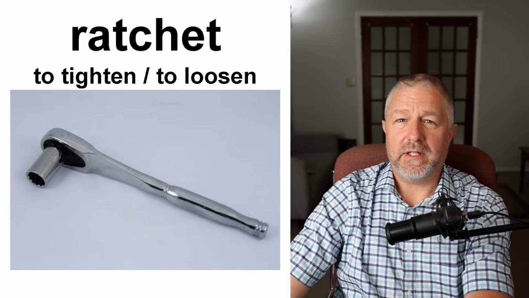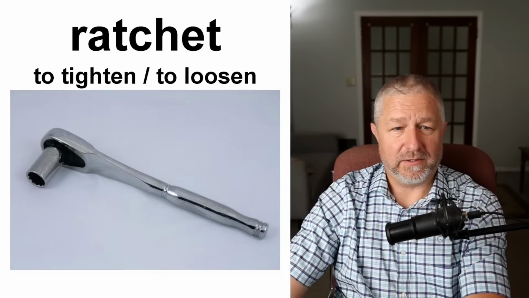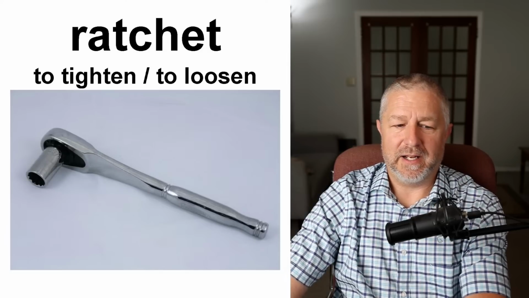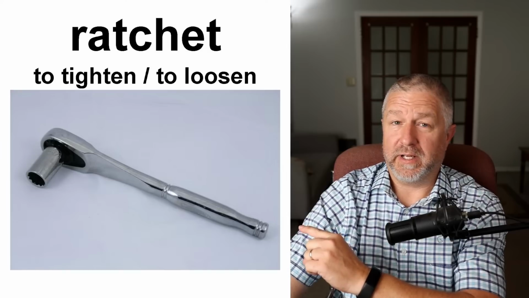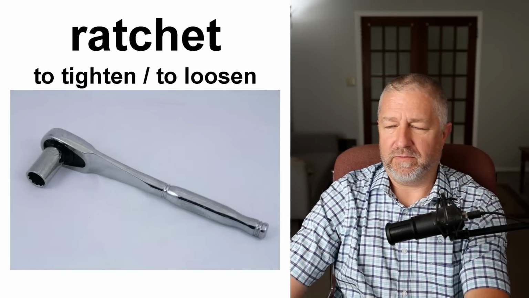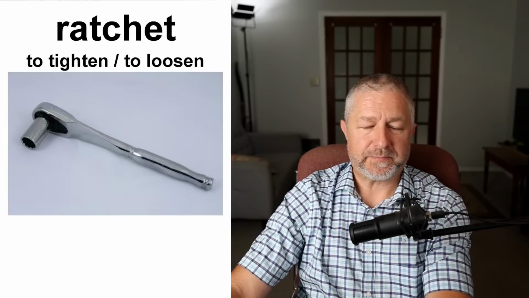It is used in the same situation as a wrench, but sometimes it's just handier to use a ratchet to tighten or to loosen bolts and nuts. So again, you put a socket on the end. You find the right size socket. Maybe you need a 12 millimeter socket. You put it on the end of the ratchet. You use it to tighten and to loosen bolts.